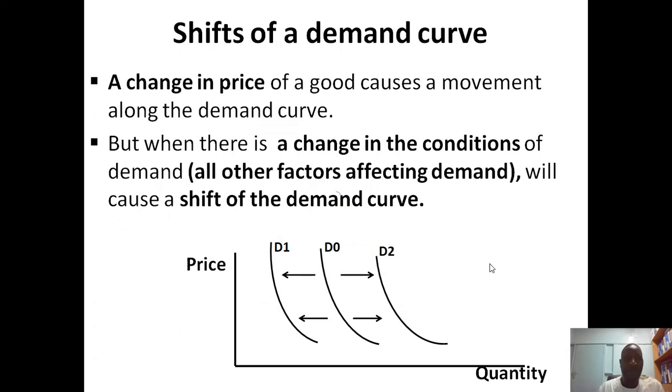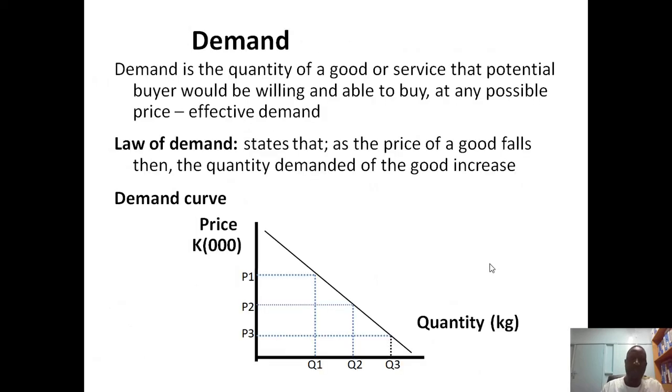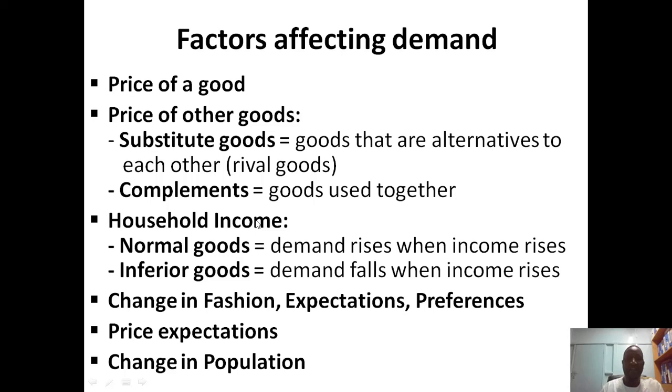Now let's talk about a movement along the demand curve and the shift of the demand curve. A movement along the demand curve does not change its position, but quantity demanded changes as a result of changes in the price of a good. It is only the change in the price of a good that causes a movement along the demand curve. The rest of the factors that affect demand will cause a shift in the demand curve. So price of other goods, household income, price expectation, advertising, and changing population will cause a shift of the demand curve.